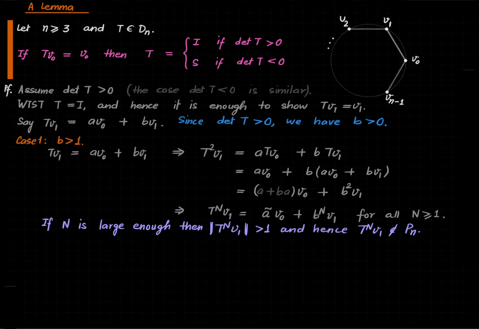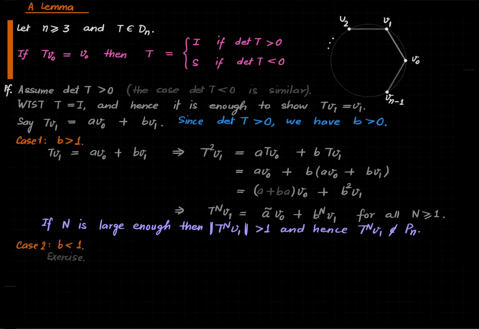Right, and similarly case 2, B is less than 1. So in that case, what would happen? This would become as small as you like. So after some time you can ignore this. This will stop mattering. And then you'll have to worry a little bit more. Just think about it. So this case is an exercise.